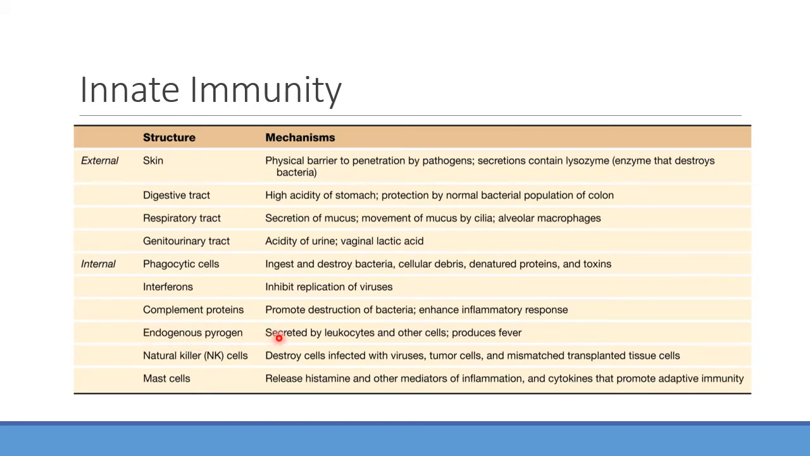Things like endogenous pyrogens, these are going to be things like leukocytes that are producing, that can help to destroy the cells. We talked about natural killer cells and mast cells. So again, we're going to go into more detail on these. We'll primarily be looking more at the internal sort of defenses here. However, it seems like you guys have a pretty good understanding of the external ones. And when we get into specific organ systems like the GI tract, et cetera, we'll talk more about those in detail as we get there, right?